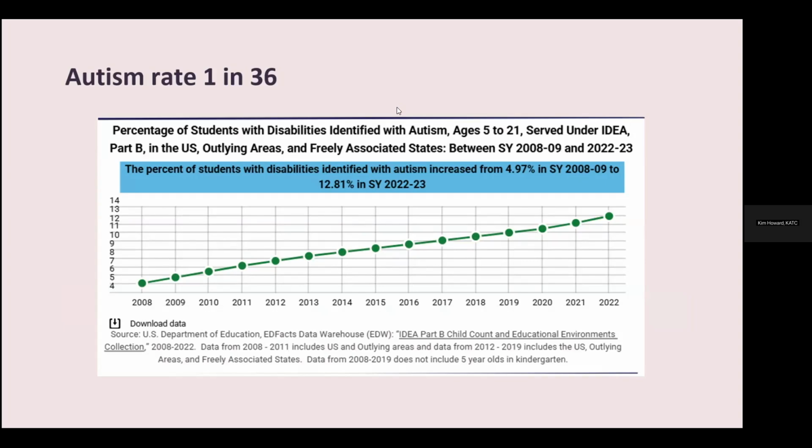That comes from the ADDM network, so if you want to look into that further, you can. For the 2022-2023 school year, about 12.81% of students were diagnosed with autism that were identified as having a disability for school-based services. So know that the needs have risen.